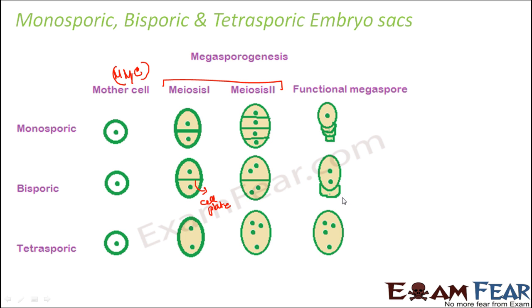In this case, the other one also degenerates. So this diagram is a simpler one to understand the concept of monosporic, bisporic and tetrasporic embryo sac. And I hope you understood why this difference exists, because in case of bisporic, proper cytoplasmic division doesn't happen after meiosis 2. That is why it is like this. In case of tetrasporic, the cell plates themselves do not form after meiosis 1 and 2, and therefore they never divide into the haploid nuclei separately.